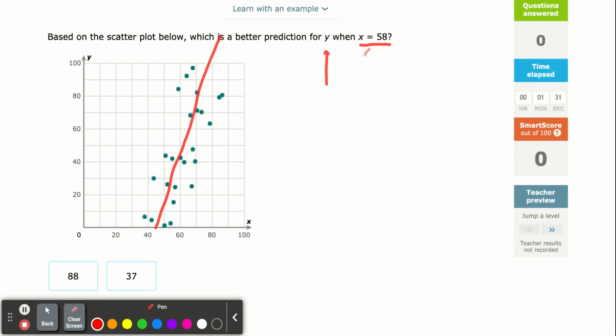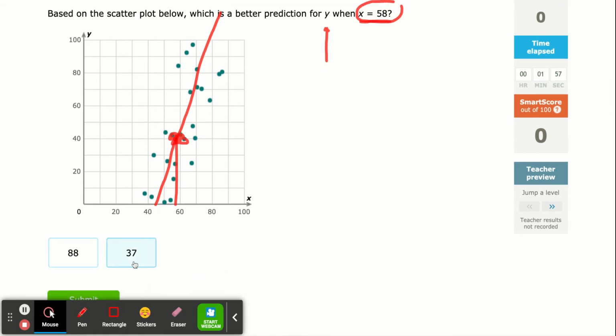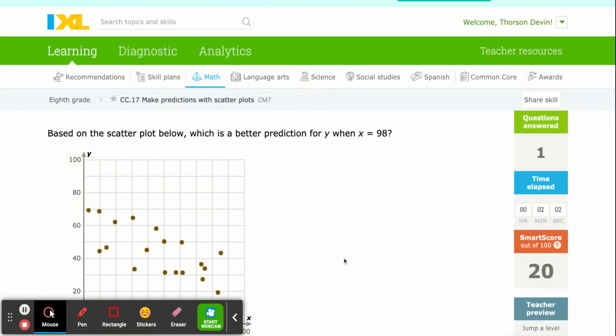And so when we want to find what y value goes with the 58 x value, I'm going to look along the x-axis until I get to 58, which is about right here. And then I'm going to look up and say, well, it better be right around this point here, right around 40. So I want a point that's close to 40. Well, 37 is a lot better than 88. So 37 would be my best prediction for this problem. And you just submit that.